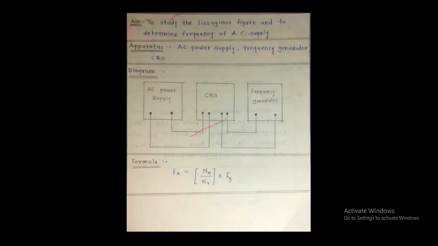Once again I read it. Connect the unknown frequency AC power supply to X plate of CRO. Connect the frequency generator to the Y plate of CRO. Obtain Lissajous figures. Change the frequency to get the different Lissajous figures, and note down the corresponding Nh, number of horizontal loops, and Nv, number of vertical loops, and then by using the formula one can calculate the unknown frequency.